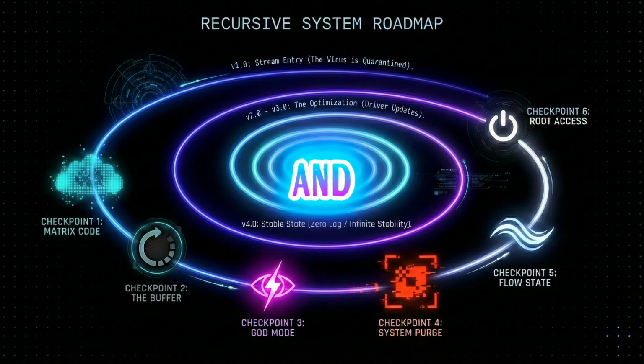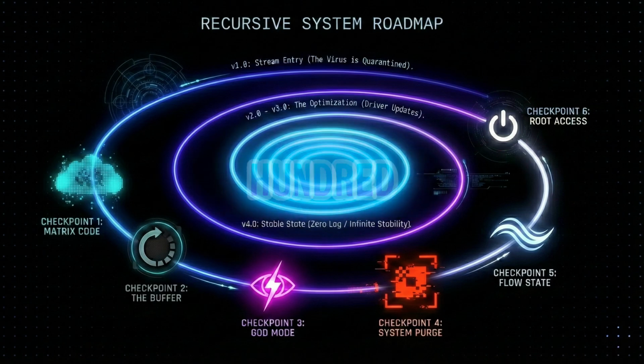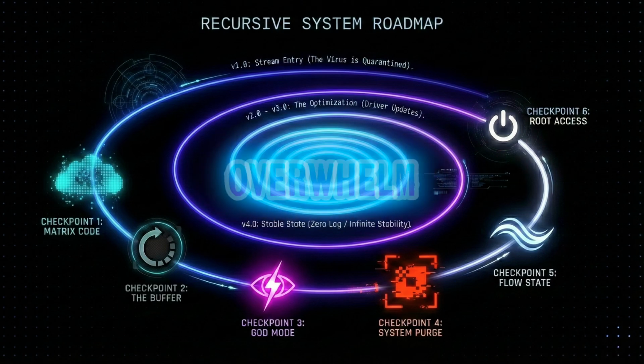Without the filter and the lag of the self and its constant like-dislike judgments, you experience the full resolution of reality. You feel the sadness of the world more deeply. You feel the joy of a child's laugh more completely. You see the beauty of a flower with 100% clarity. But it doesn't overwhelm you.